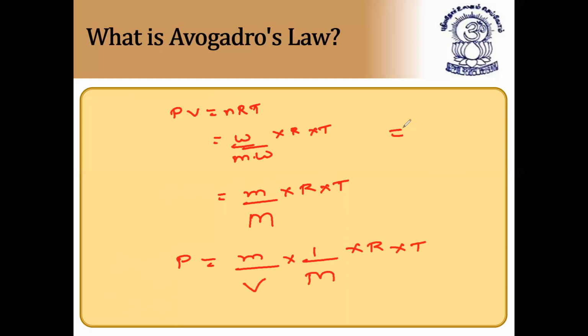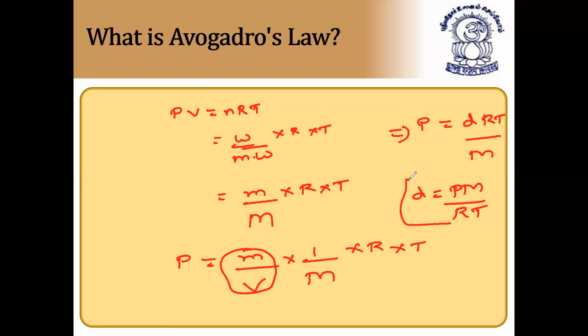Since m by V is mass by volume, which is density, we can write P is equal to dRT by M, which implies D is equal to PM by RT, where M is equal to molecular weight. So we can find out the density also, by using pressure and temperature values. Let us see one example for this.